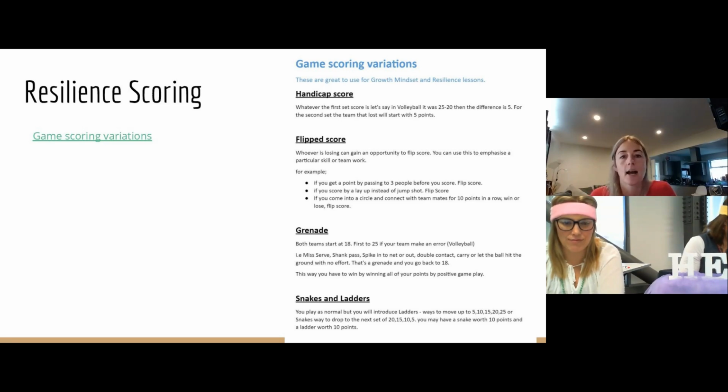Flipped score is where you can emphasize something that you are looking for. So it might be that you want them to pass to 5 people before they score. And if they do that and they're currently on the lower score, then they get to flip the score and they get the highest score for that one.